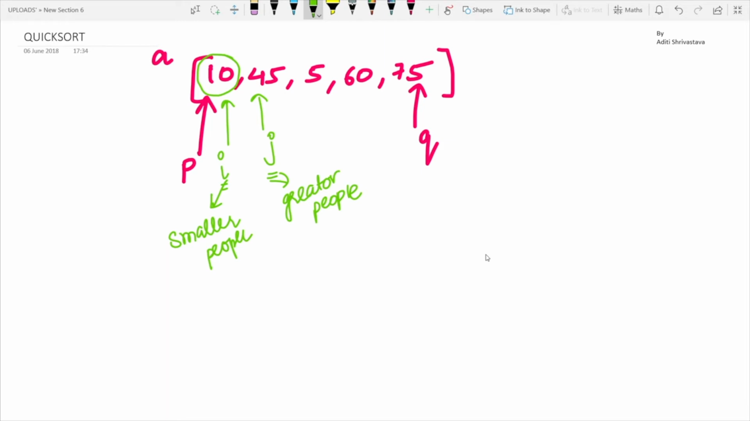That's what is meant by the correct position of the pivot element. So this is the initial position of the pivot element, that is the first position, that is what I is pointing to. At the end of the partition, I will point to the correct position of the pivot element. So what happens is that both I and J want to move.